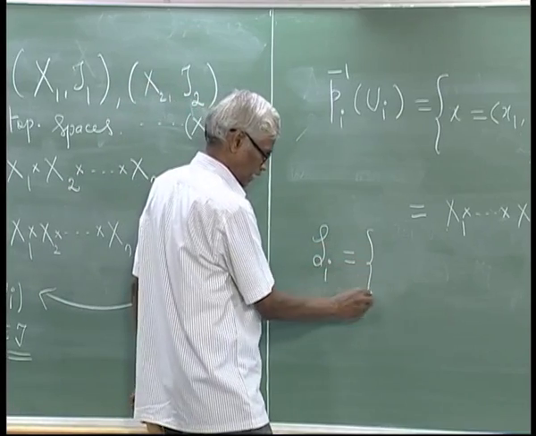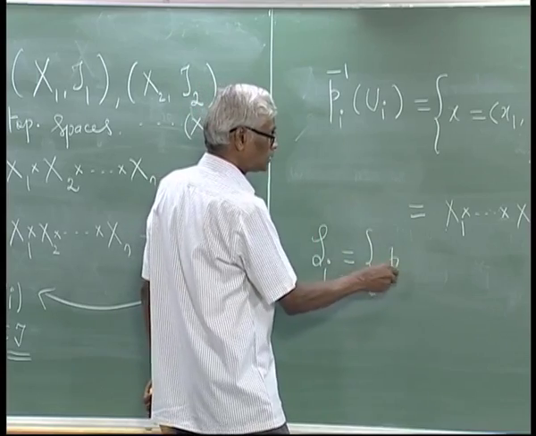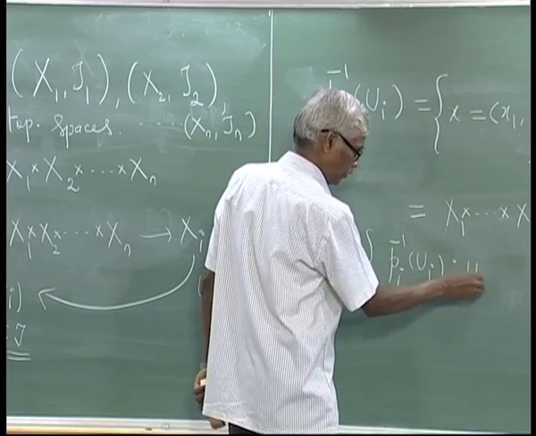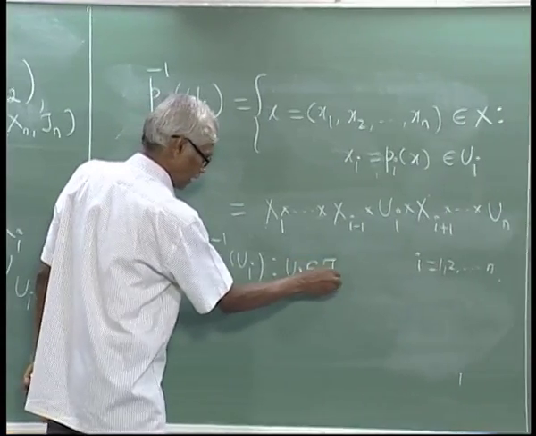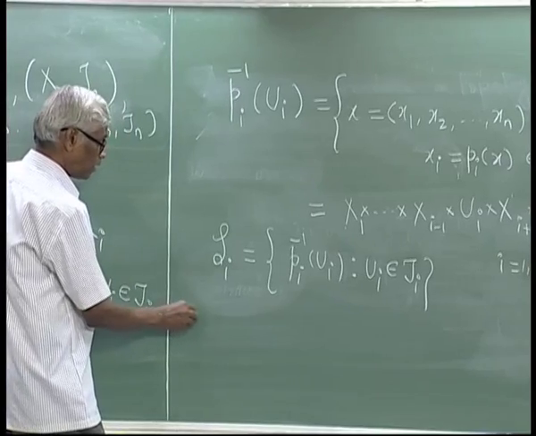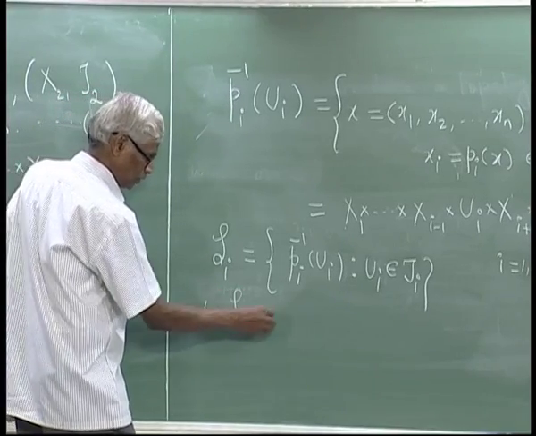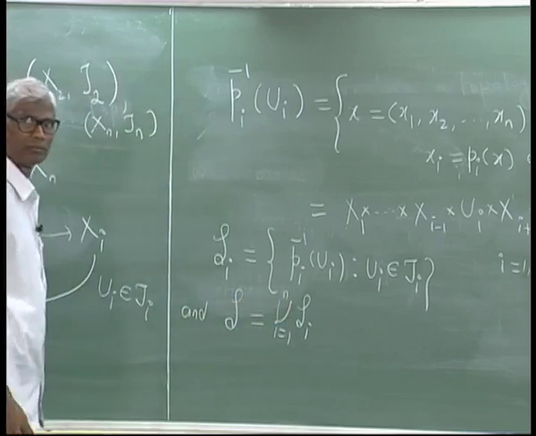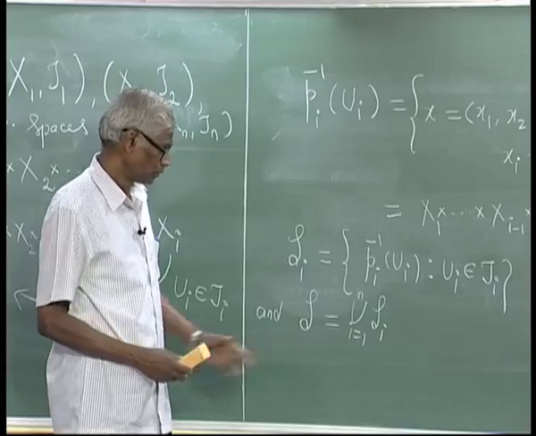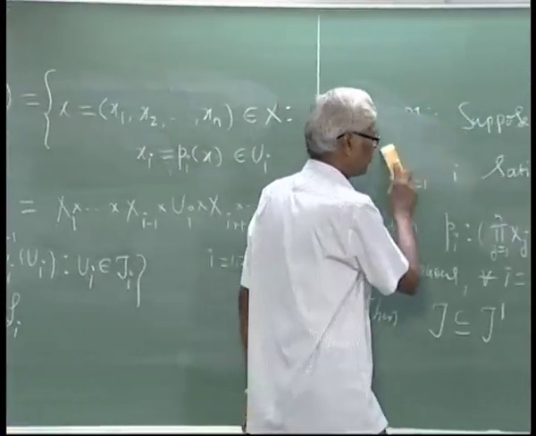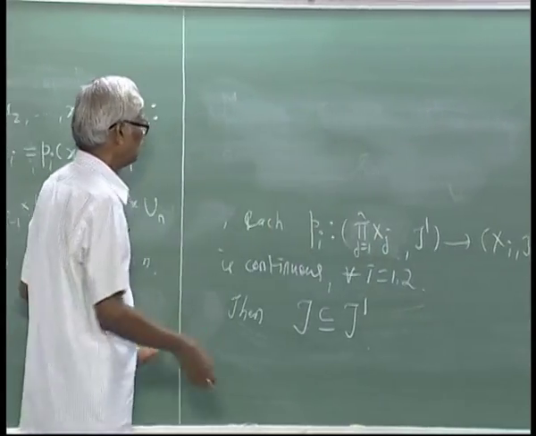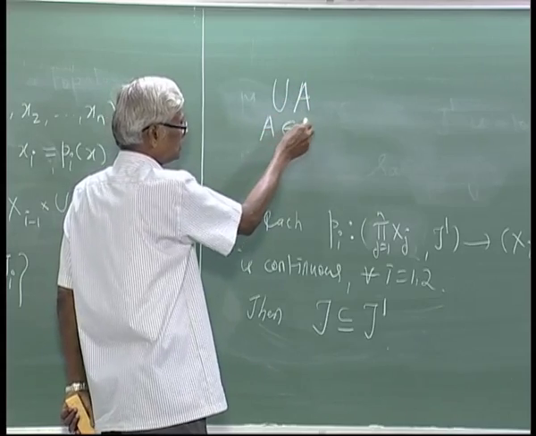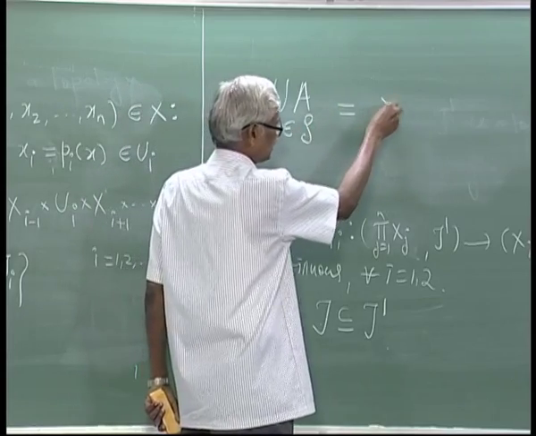This collection is the set of all pi_i inverse of Ui such that Ui belongs to tau_i, and we call the union of such S_i, where i varies from 1 to n, script S. Now, if we take the union of such members, in particular the union of A over A belonging to script S is equal to the whole space X.